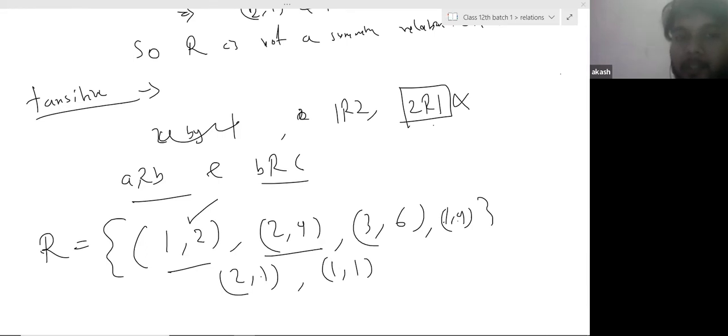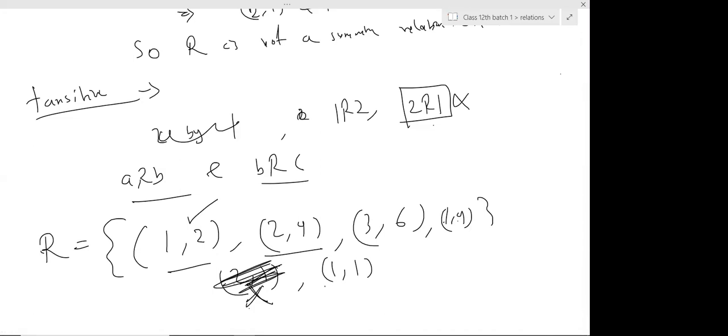Also, were you not giving this example 1,2 and 2,1? Yes. But you cannot give this example because 2,1 cannot be there in this relation set, right? Because 1 is not divisible by 2. Yes. So you cannot take this example. Am I clear? Okay. All right.